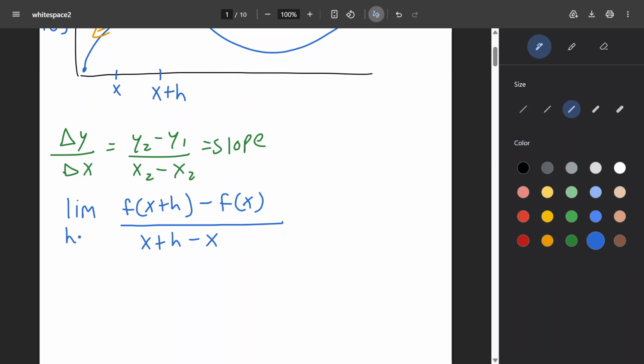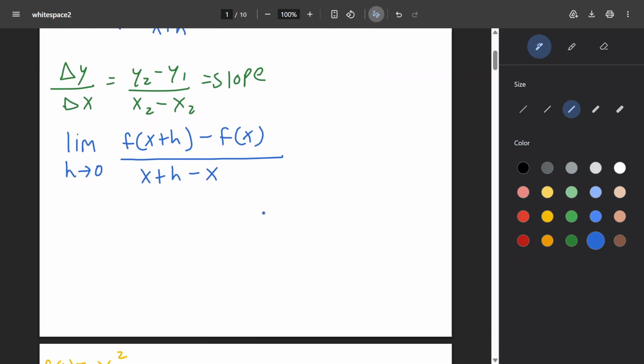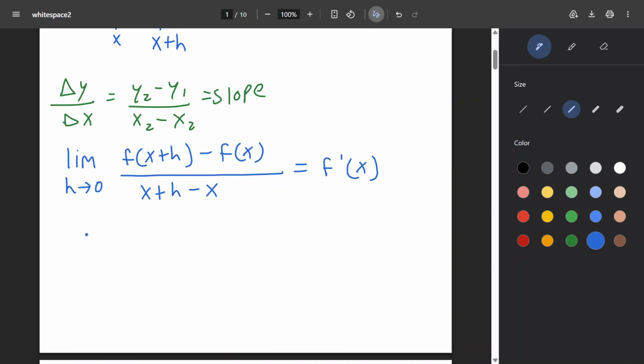This is just saying, hey, the amount of distance that you nudged x, let's make it so small that it's approaching 0. And we'll call this result f prime of x. So this is our definition of derivative. Let's apply this to an example.